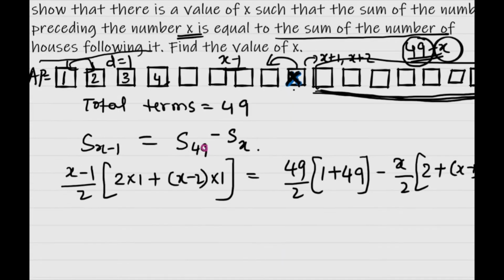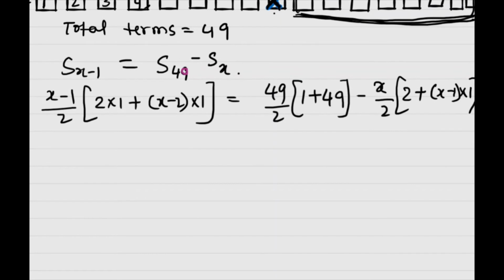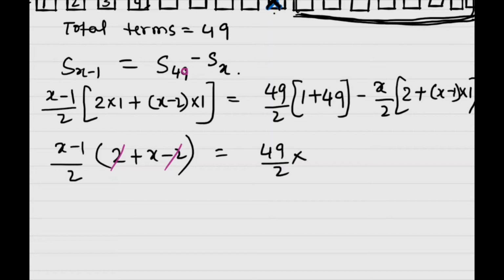Now you have to find the solution to this particular equation to find the value of x. So here x minus 1 by 2 will remain, and in the bracket you'll get 2 plus x minus 2. So the plus 2 and minus 2 get cancelled. Now this will be equal to 49 by 2 multiplied by, 1 plus 49 is 50, minus x by 2. In the bracket you will get 2 plus x minus 1 into 1, which is x minus 1. So this is how you are getting it.